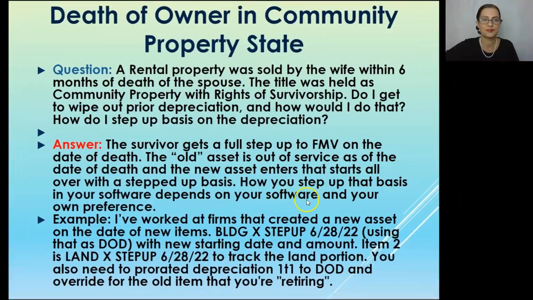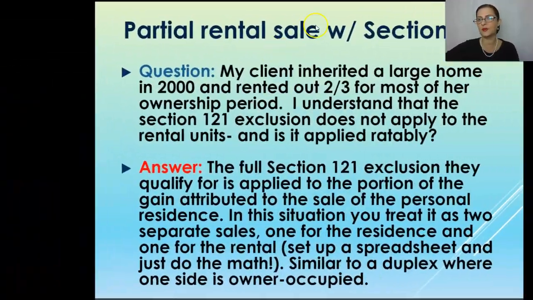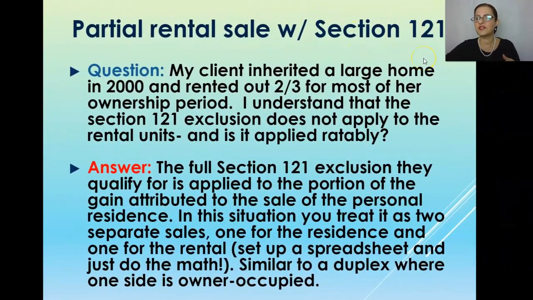Okay? All right. Partial rental sale with Section 121. Now, there's tons of examples of this in the pubs. But sometimes you'll have a house where somebody is renting out a portion of the house. They're just renting out 1 bedroom or 2 bedrooms. Or sometimes an easier situation is a duplex where the owner is living in one side and renting out the other side. It's all the same deal.